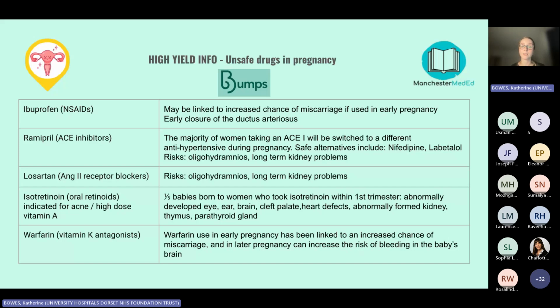And then warfarin as well. So that's been linked to an increased risk of miscarriage. So these are all medications that we wouldn't recommend during pregnancy and probably quite common ones to be aware of. Warfarin, not so much anymore, I don't think, within the younger population, but could definitely come up in a question.